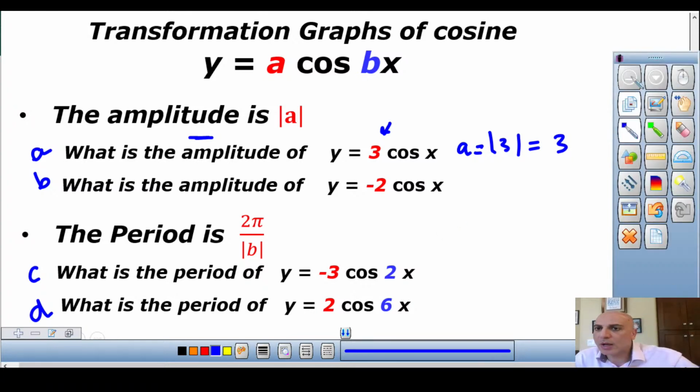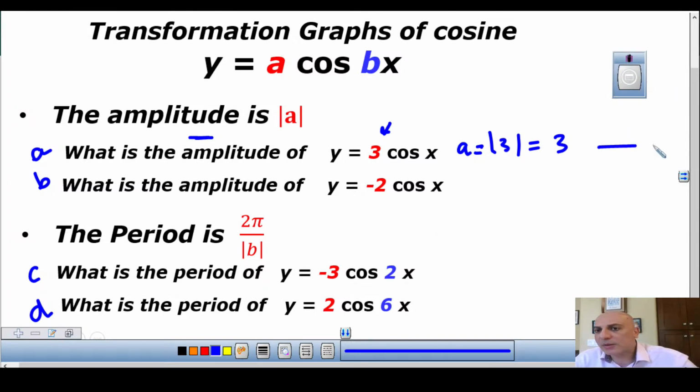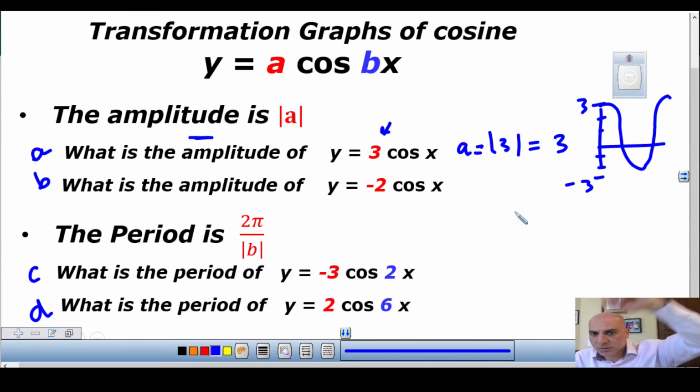That's how high you can go and how low you can reach. Basically, you're going to go all the way down 1, 2, and 3. And from here, you're going to go like this, and 1, 2, 3. See that? You just stretched that wave.